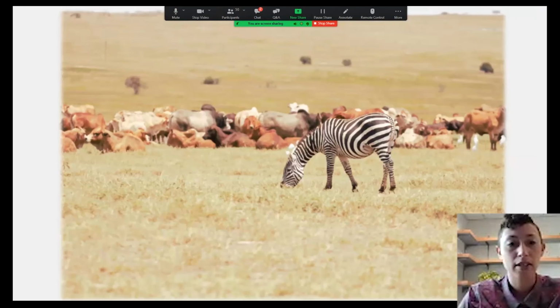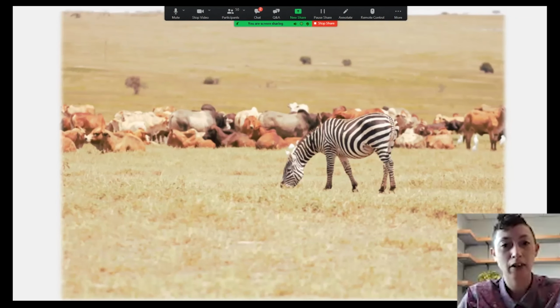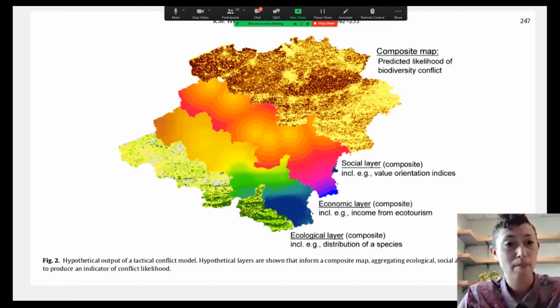So we can address this really enormous complexity by integrating local community perspectives with data on ecology and wildlife behavior to enhance our understanding of how humans and wildlife can share landscapes over the long term. So this is where the mapping comes in.